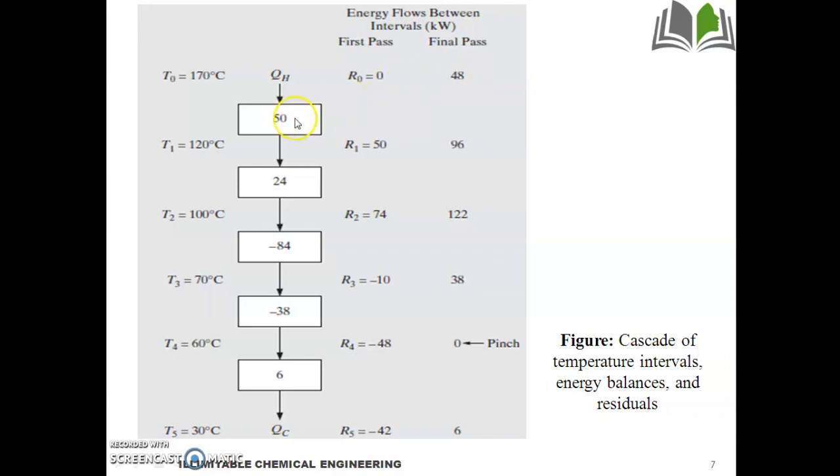Then 48 plus 50 gives you 98, 98 plus 24 gives you 122, 122 plus minus 84 gives you 38, 38 plus minus 38 gives you 0, and 0 plus 6 gives you 6. So finally you can say that QH is equal to 48 and QC is equal to 6. Means the hot utility is 48 kilowatt that you need to add in the heat exchanger network, and 6 is QC, means for the cold utility 6 kilowatt energy is required.